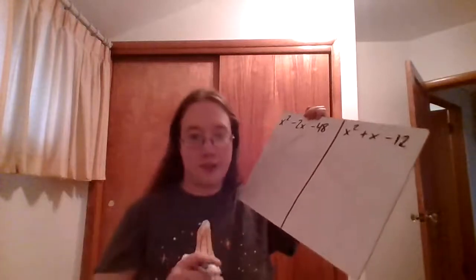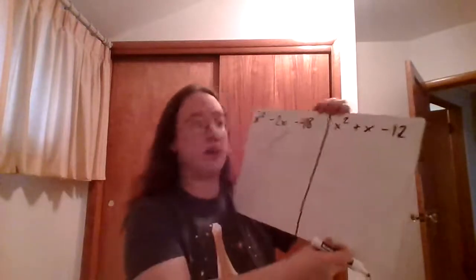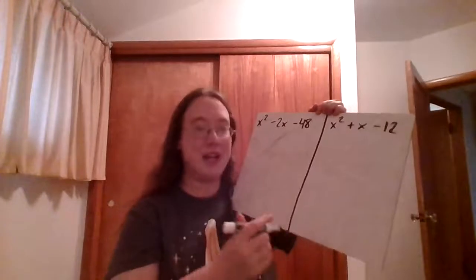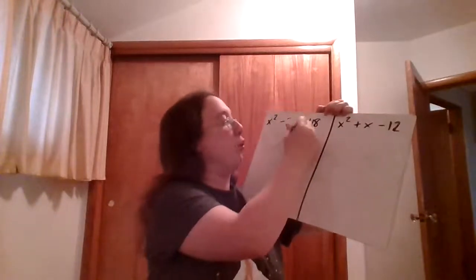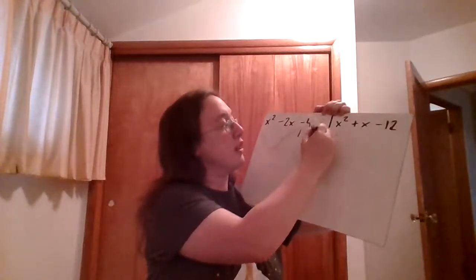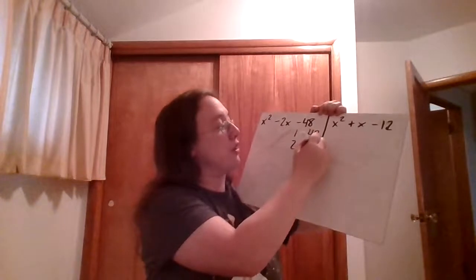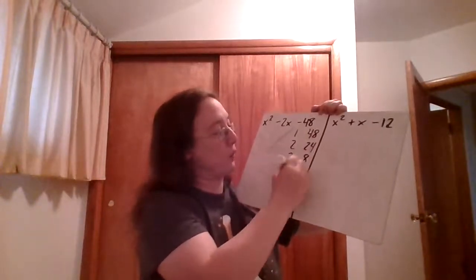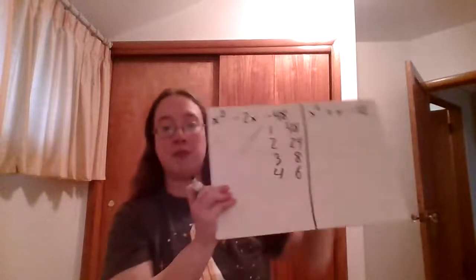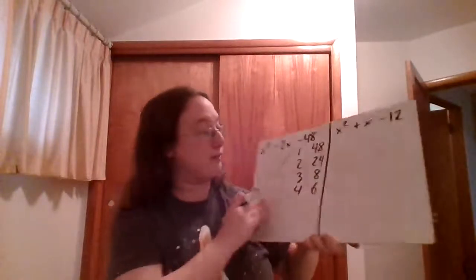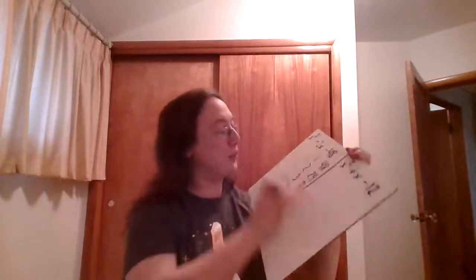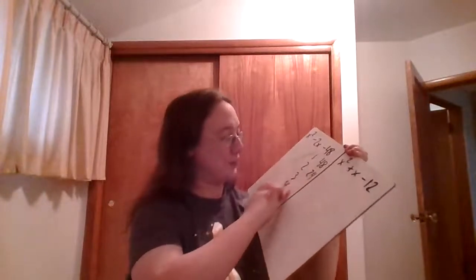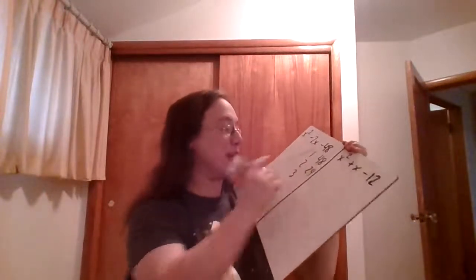So if we're looking for factors of 48, we have more options this time, because 48 could either be a 1 and 48, it could be 2 and 24, it could be 3 and 16, it could be 4 and 12, and that's pretty much it for what I can multiply. Okay, no, not 3 and 8. 3 and 8 does not give you 48. 3 and 16 gives you 48. Okay, that's better.